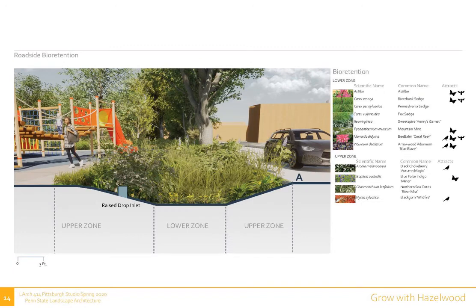At the top of the site along the road is a bioretention feature. The long bioswales capture runoff from the road and filter it through a planting bed. There are raised drains to capture water that overflows in a storm event.